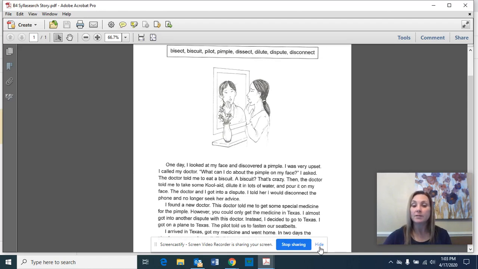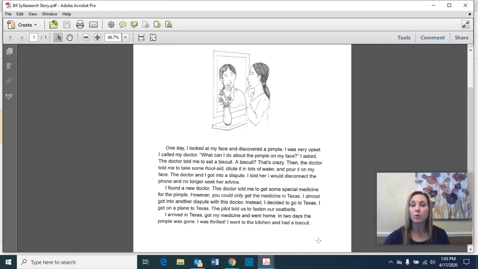Now, we're going to read this story together, and we're going to choral read it. All right? Are we ready? One day, I looked at my face and discovered a pimple. I was very upset. I called my doctor. What can I do about the pimple on my face? I asked. The doctor told me to eat a biscuit.